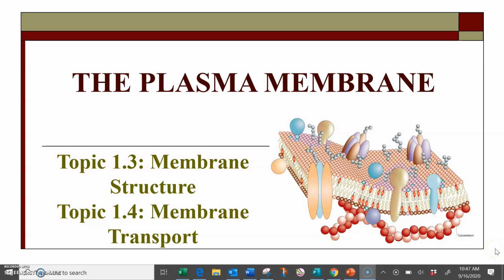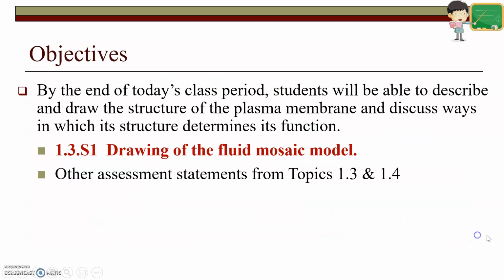For today's lesson, we are going to be looking at the plasma membrane, and this comes from the next two subtopics on membrane structure and membrane transport. By the end of this lesson, you should be able to describe and draw the structure of the plasma membrane, and you should be able to discuss ways in which its structure determines its function. So this is looking at one specific assessment statement, 1.3.S1, drawing of the fluid mosaic model.